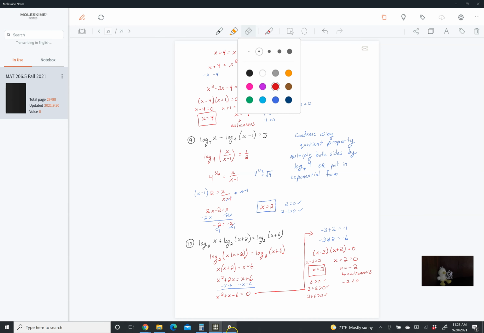Okay, so first thing to do is to condense. Then we're either setting the arguments equal to each other, or we have to put it in exponential form or get logs on both sides. Okay, and then we're going to wind up with a quadratic or a linear. We solve that for x and we check for extraneous solutions. And that's it.